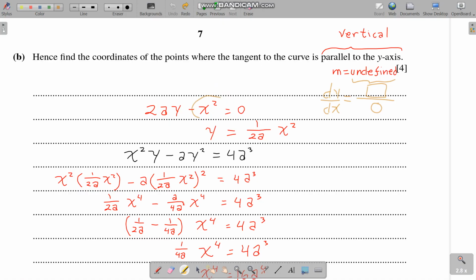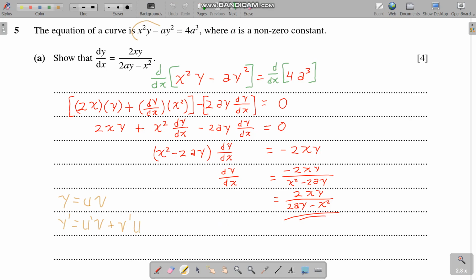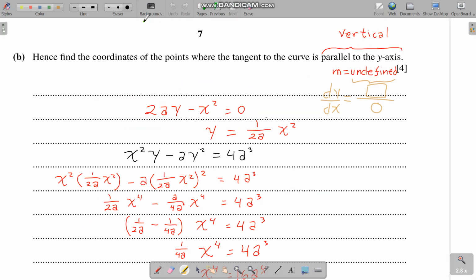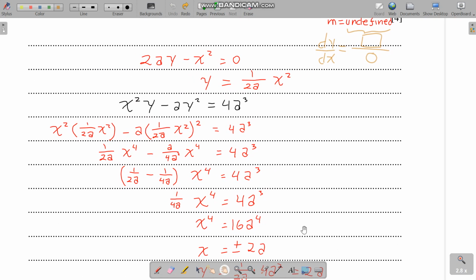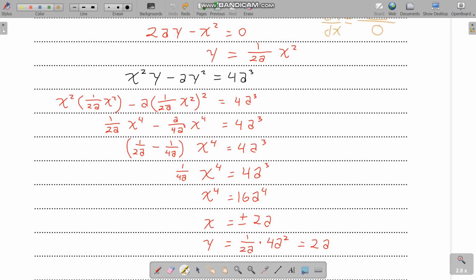If you move the minus x squared to the right, you get positive x squared, and then you divide both sides by 2a, you get y equals 1 over 2a times x squared. And previously we have the curve equation, x squared y minus a y squared equals 4a cubed. So you rewrite the original curve equation, and now you substitute this y here and here.